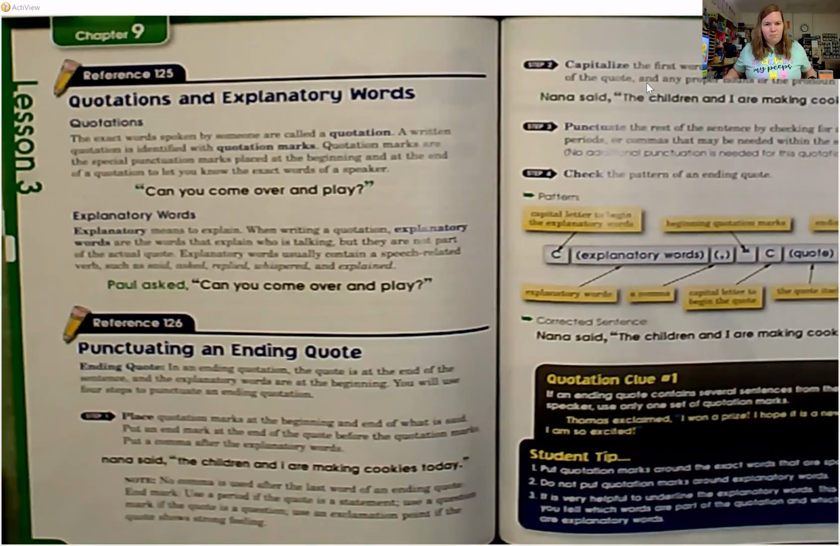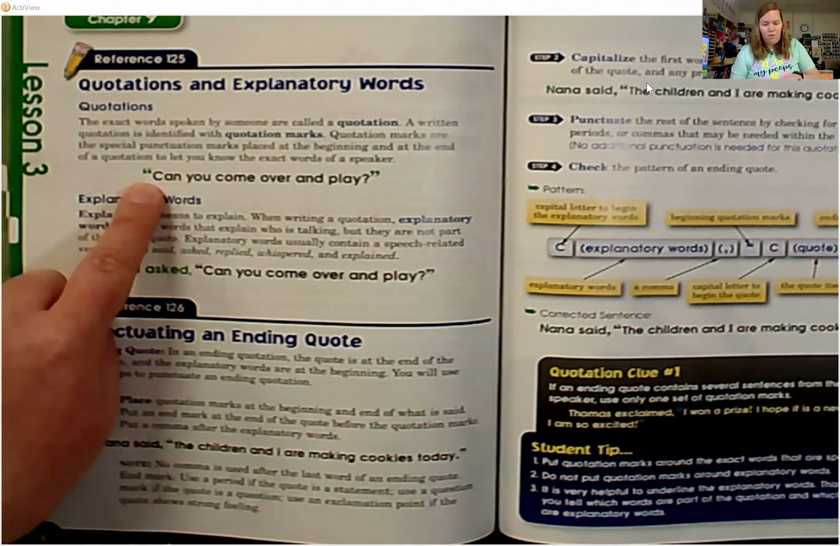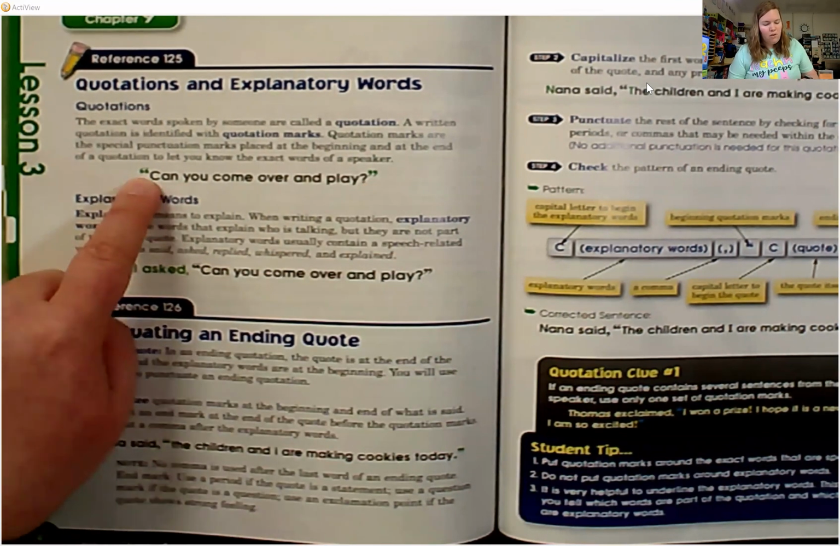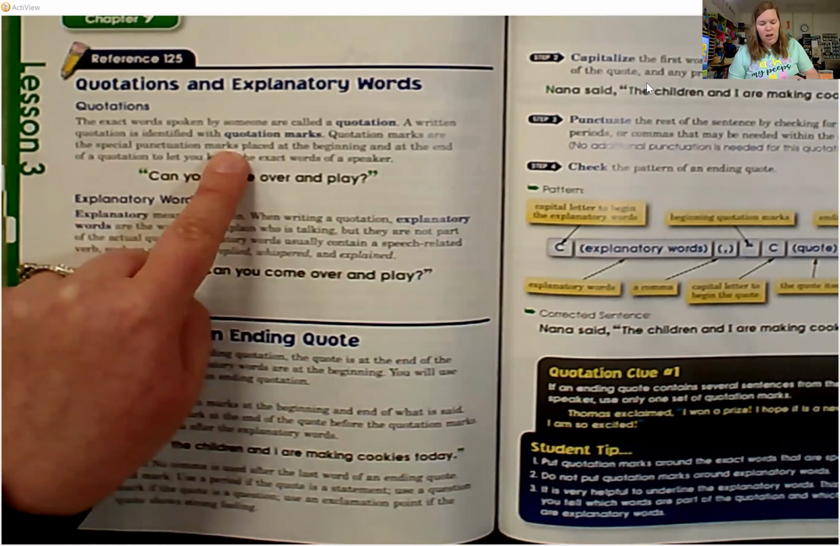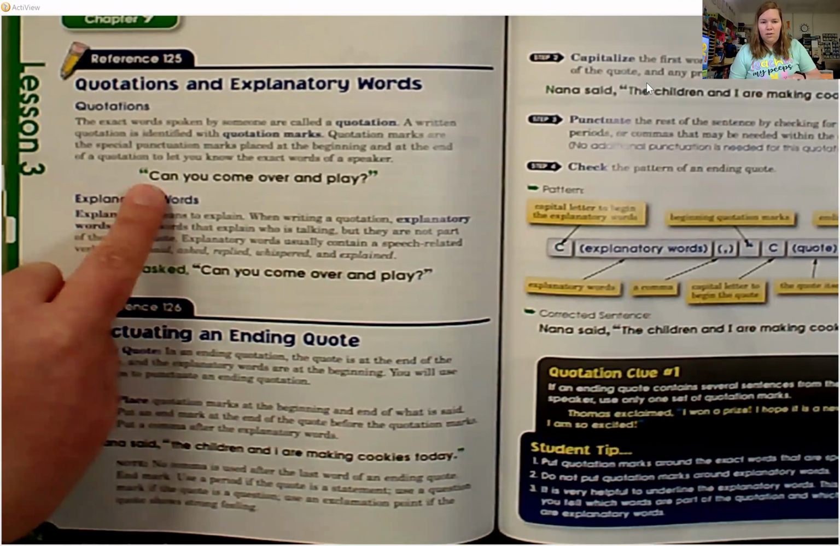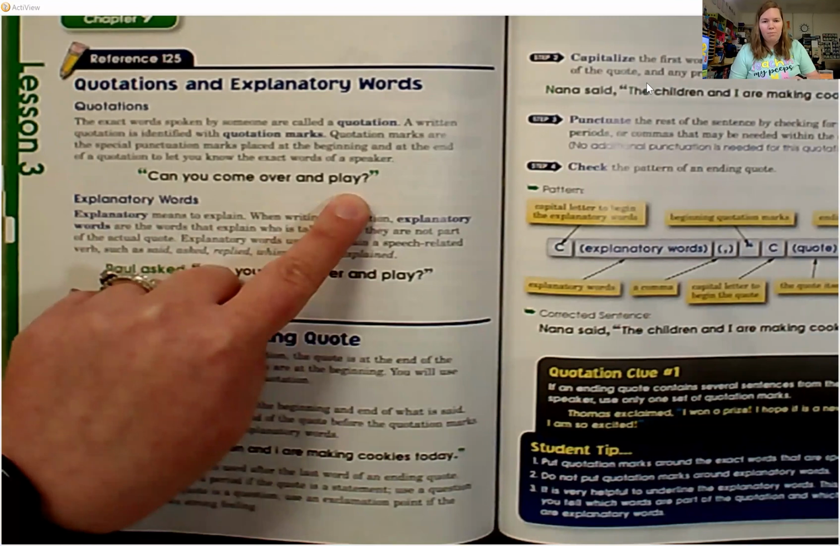All right. So today we're talking about dialogue, and let's start with talking about quotations. Quotations are the exact words spoken by someone. A written quotation is identified with quotation marks. They are these 2 marks right here. These are called quotation marks. Quotation marks are the special punctuation marks placed at the beginning and at the end of a quotation to let you know the exact words of a speaker. So someone said the words, "Can you come over and play?" Those were actually spoken by someone.